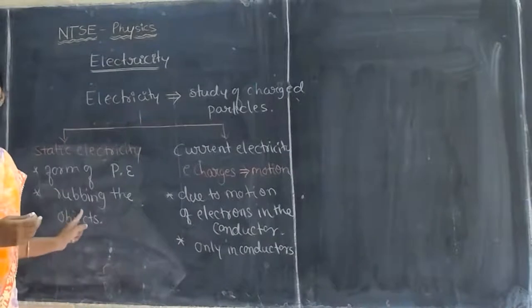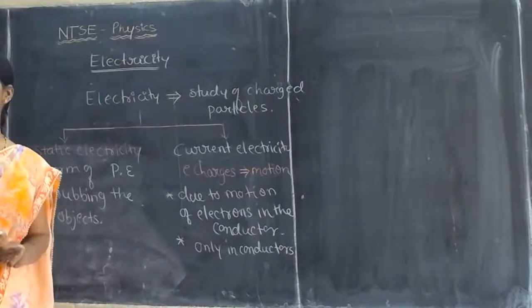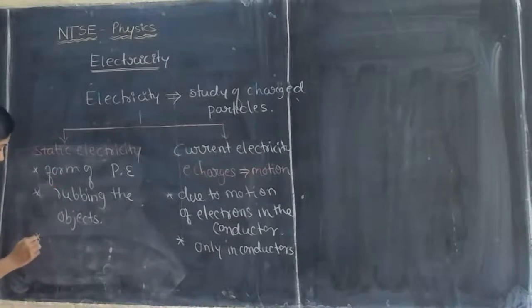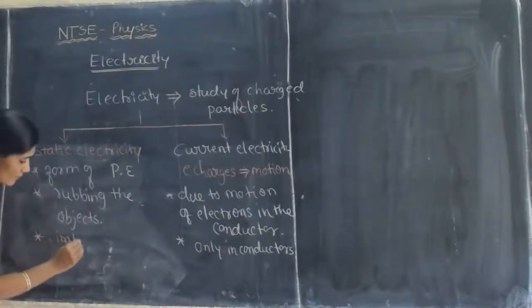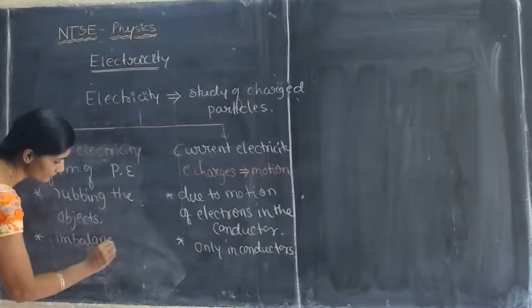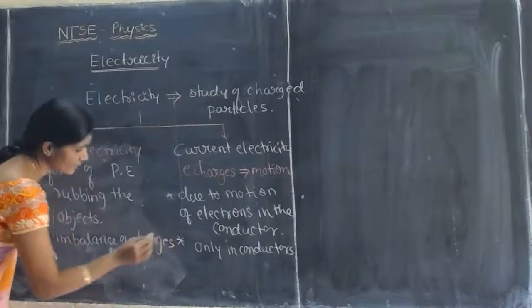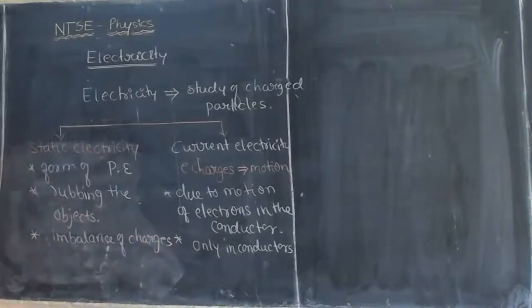Because of rubbing, what happens? There is an imbalance of charges. So I can say static electricity is nothing but an imbalance of charges.